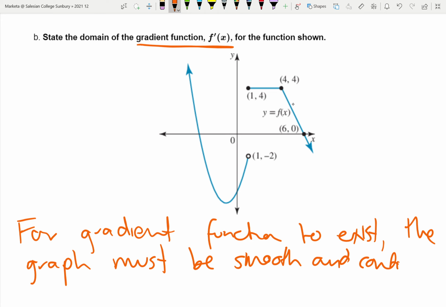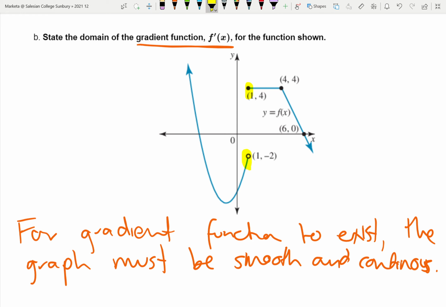And I've written many SACs where the specific answer is there is no gradient function because the graph is not smooth and continuous, or something to do with that. So it's actually important that you really know that and you can understand that. So let's see, I think the best thing to do is to look for where there will be no gradient function. And you can see here it's not smooth and continuous.